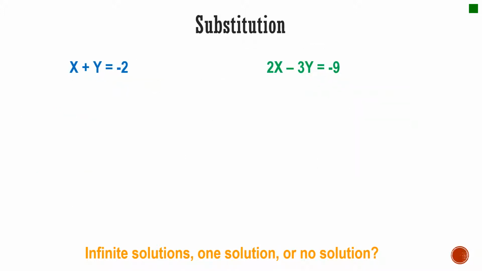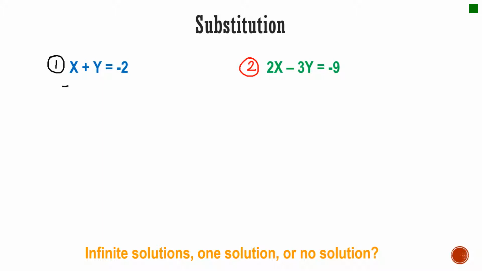Let's try another one. So here, I can see that neither equation is ready for substitution. So I'm going to have to change one of these equations, equation 1 or equation 2, into a form that is easily able to substitute. So I'm going to have to solve for a variable. And I can see that equation 1 is easier to maneuver to get a variable by itself.